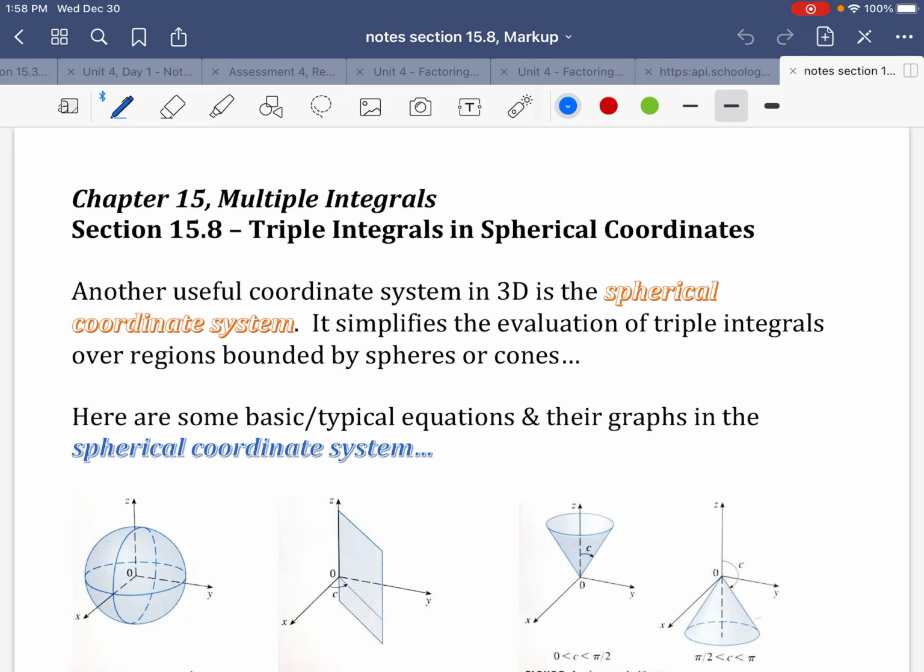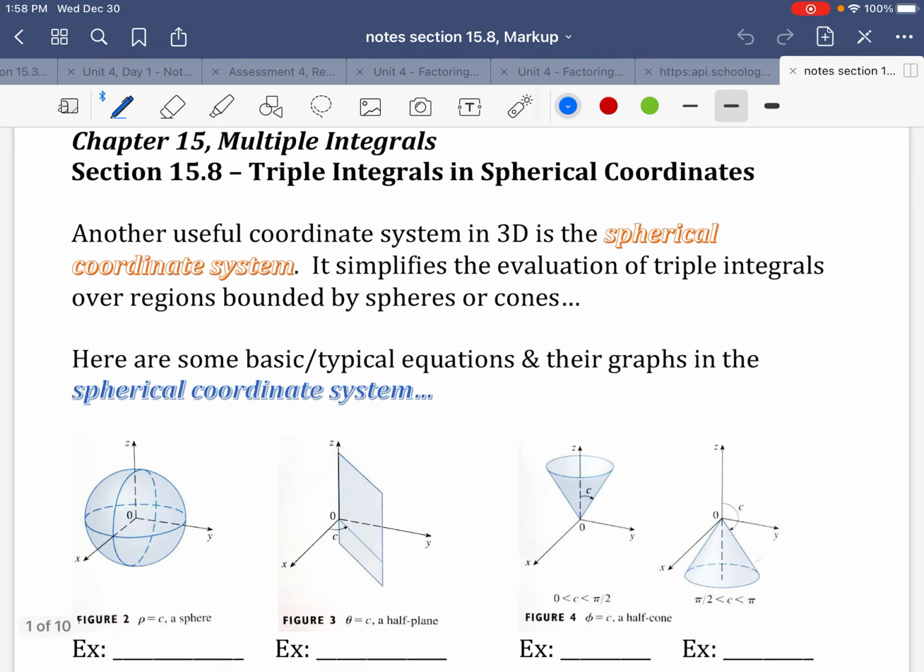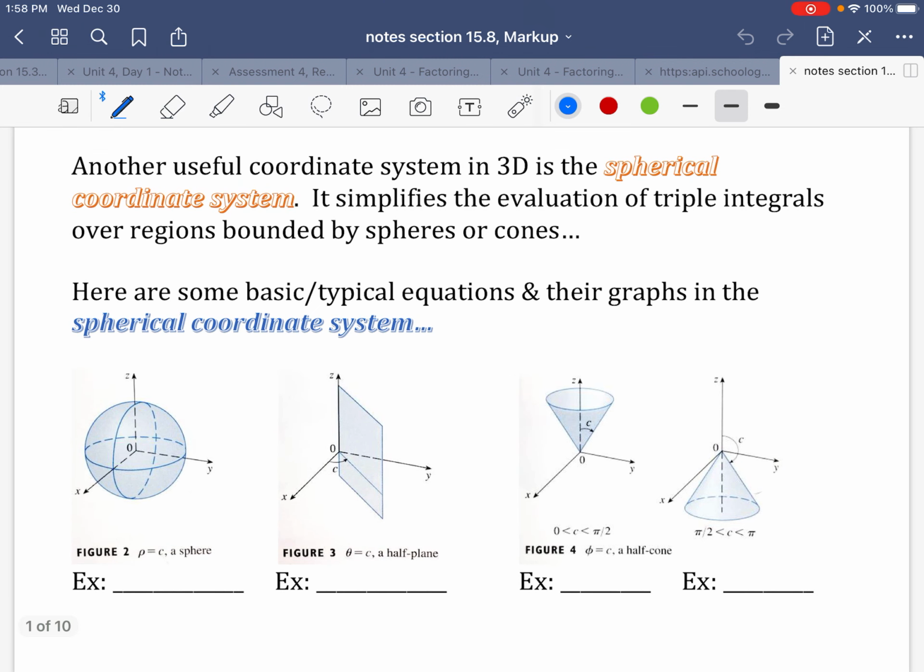So this is the last coordinate system that we're doing, called the spherical coordinate system. And this is mostly useful, obviously, when you're using spheres and cones. It just makes things easier when you're using those two types of things. So some basic equations that we have here. First of all, a sphere.